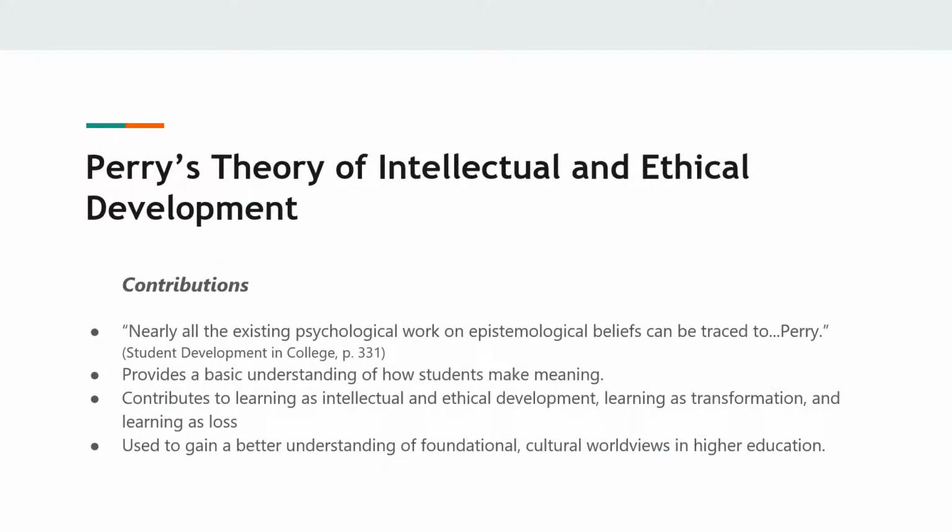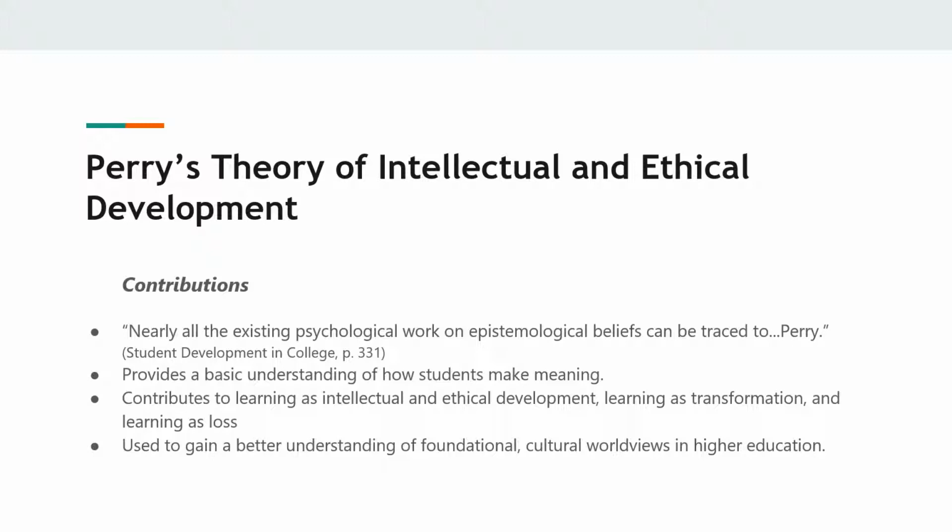Perry's theory has been used as the foundation for many of the more recent epistemological and intellectual theories and is still being used in research today. As the textbook explains, nearly all the existing psychological work on epistemological beliefs can be traced to Perry. Some of the assessment procedures developed by Perry are even still being used to gather new information. A more recent study that was conducted using these procedures found differing patterns between Chicano and Anglo student ways of meaning. Perry's theory contributes to learning as intellectual and ethical development, learning as transformation, and learning as loss.